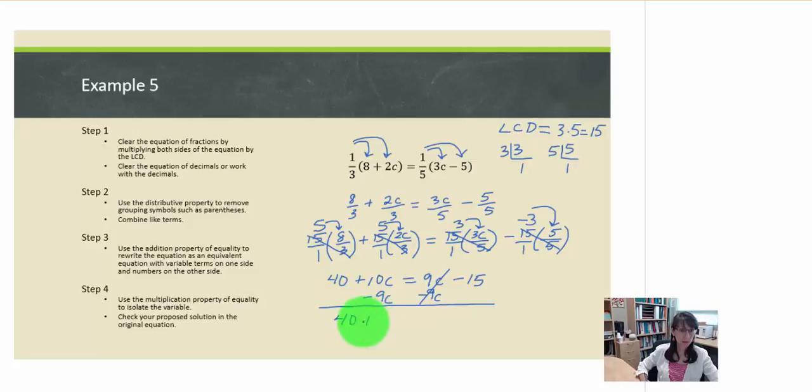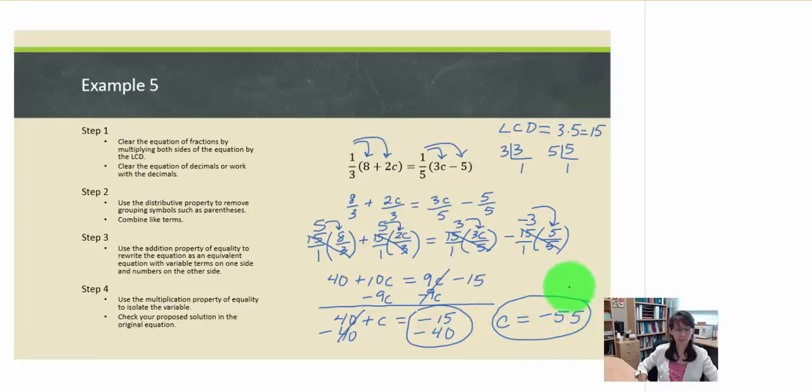And that leaves me 40 plus c equals negative 15. And subtraction of 40 will finish our problem. So I'm left with c equals, now the sum of two negative numbers is going to be a negative 55. So our answer, c equals negative 55. Since we do have an answer, it's conditional.